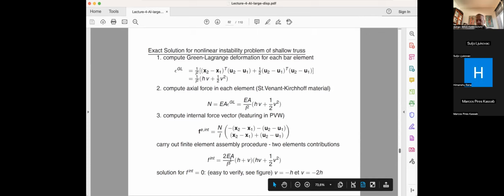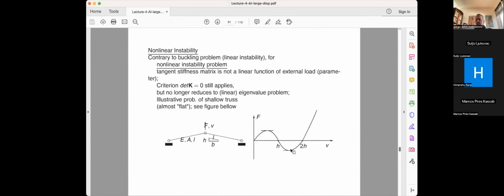And you have two bars, because of symmetry, so you have 2 times EA divided by L to the power 3, (h plus v) times hv times 1/2 v squared. Then I can see really that this should cancel for h equal to minus v, and h equal to minus 2v, because when h is equal to minus v, this first term cancels, and when v is equal to minus 2h, that becomes minus 2h squared, and it becomes 4h squared divided by 2. This is plus 2h squared, so they cancel, and you really recover what you had here that you obtained directly from the equilibrium.